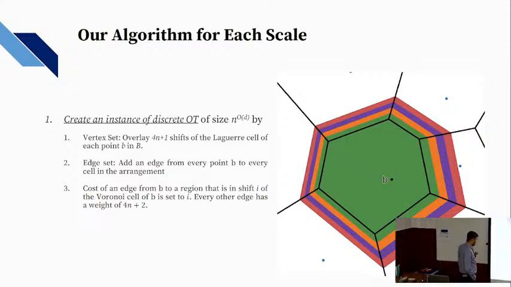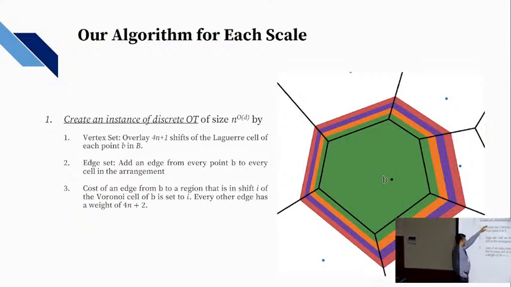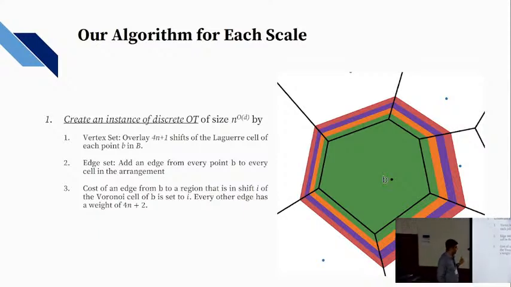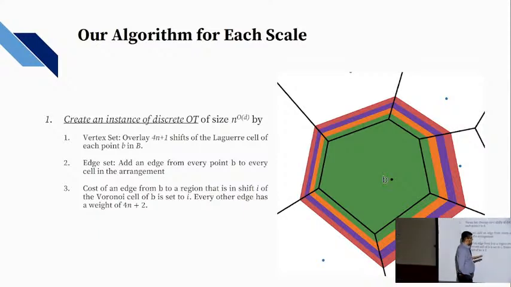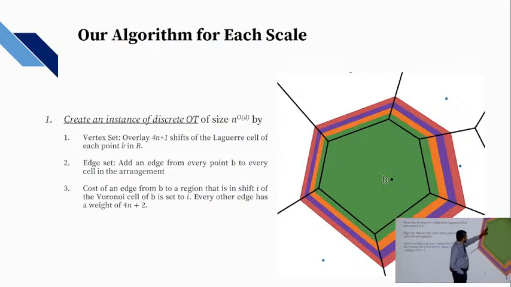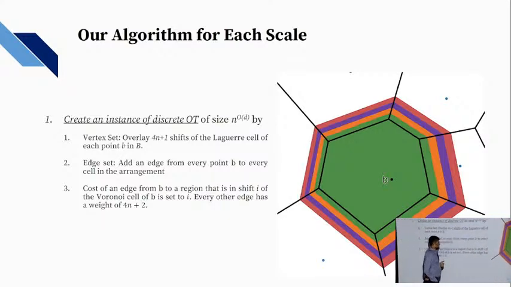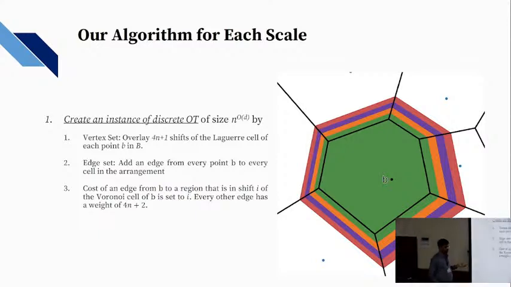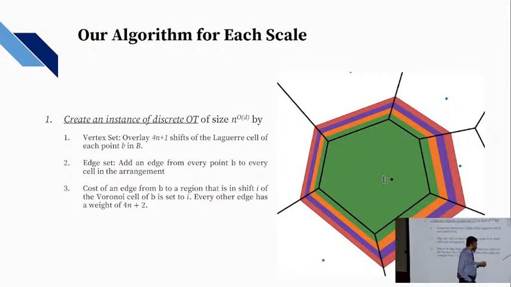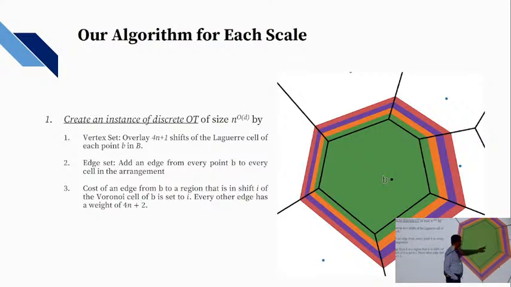Here's what it does. Now remember, at the beginning of scale delta, we have some weights that were computed from the previous scale, which is scale 2 delta, right? So we start with that, and these black edges highlight the weighted Voronoi diagram you have with respect to scale 2 delta. Now here's what you do next. You compute 4n plus 1 shifts of the Voronoi cell of B for some point B.